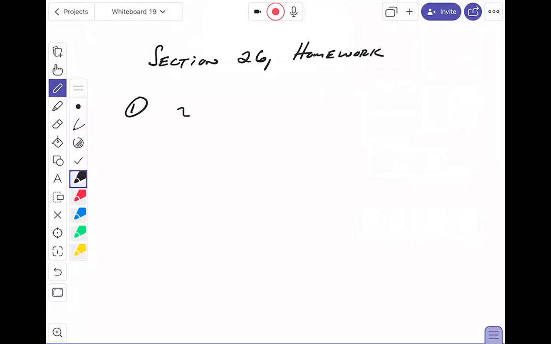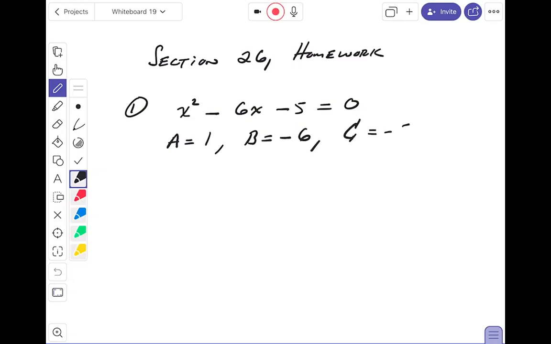Let me write down what we'd like you to do. We would like you to identify the A, the B, and the C in the problem. The A is the coefficient in the square term, which is 1. The B is the coefficient in the linear term, which is -6. And C is that constant, which is -5. All right. What do I do now?